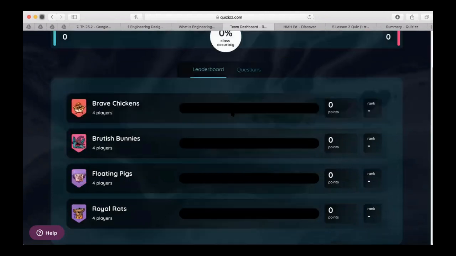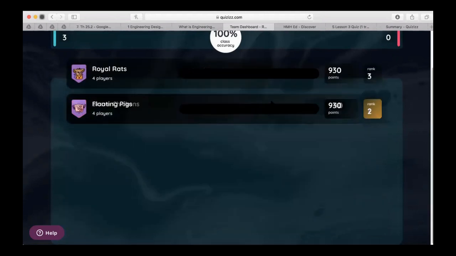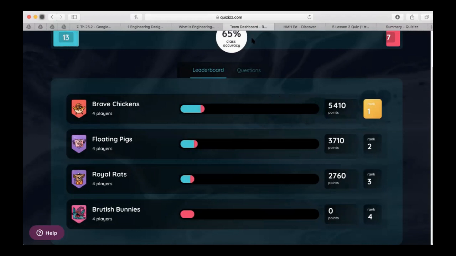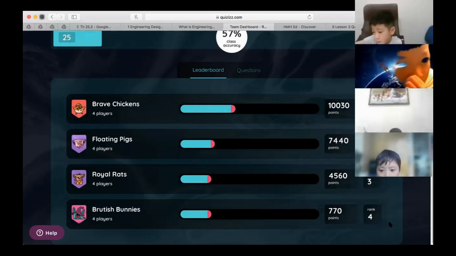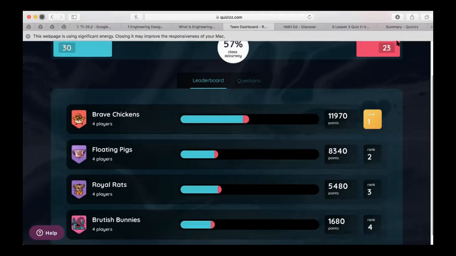All right, we have our brave chickens, brutish bunnies, floating pigs, and royal rats. Let's see who gets in first. So far, royal rats and brutish bunnies have each gotten 1 wrong. Floating pigs and brave chickens got 1 wrong now too. I'll make it so you can unmute yourselves if you want to. All right, Brave Chickens is in first so far. Floating Pigs is in second. It looks like Royal Rats might take over Floating Pigs here in a minute. Let's see if they can jump ahead.